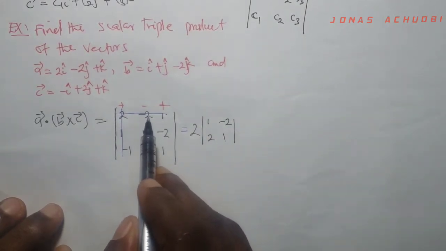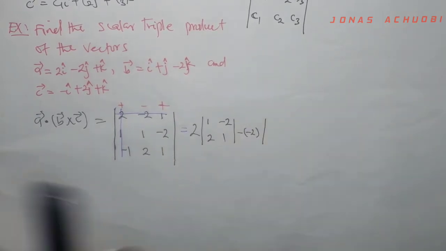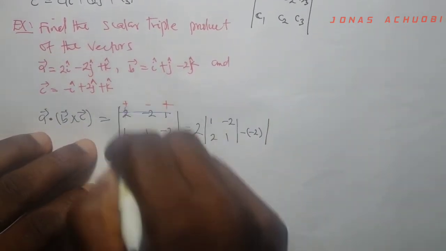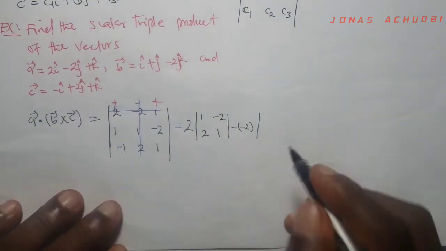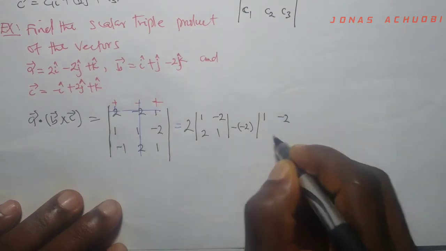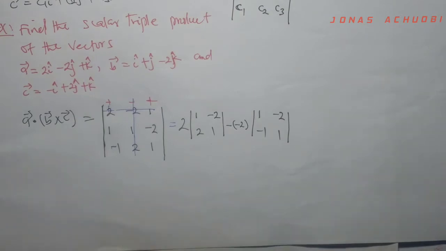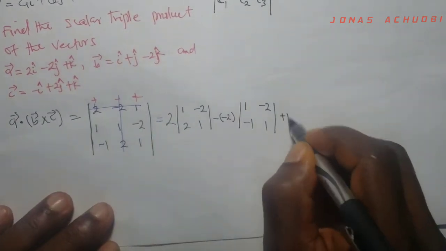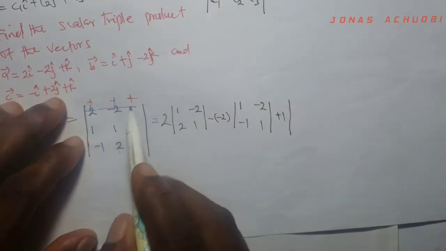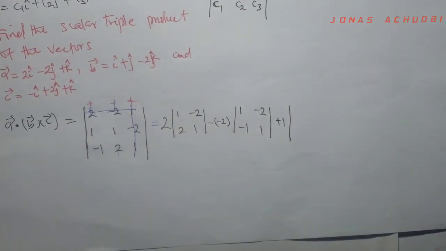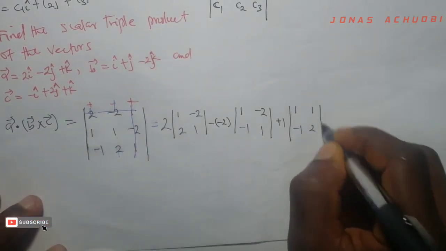The next entry is negative 2. And what sign is that? Minus. So that is minus, minus 2. We'll do the same thing: delete the entries of the row and the column. And what do we have left? We have 1, negative 2, negative 1, and 1. And the third one is 1, with a plus sign. The same thing, we delete the entries of the row where 1 is and the column. And what do we have left? 1, 1, negative 1, and 2.